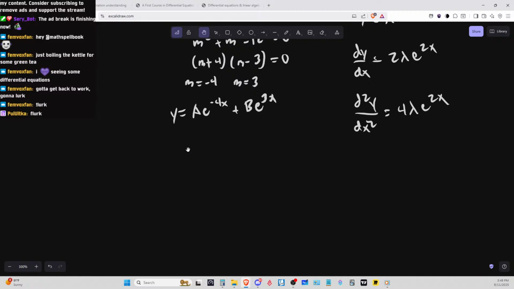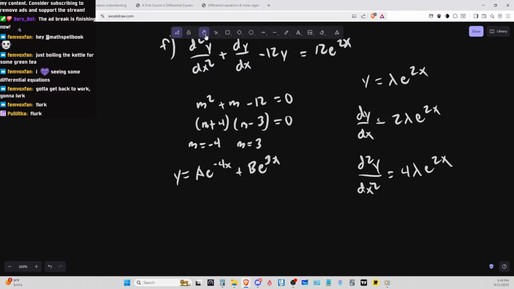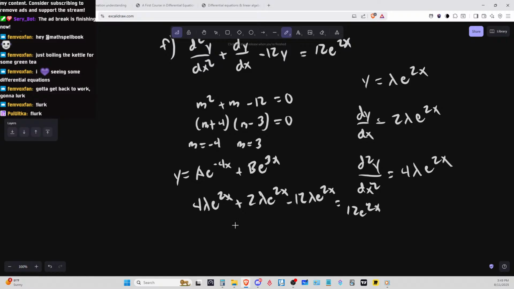Okay, so let me just go back to what our equation says. Okay, so we're going to have to write for lambda e to the 2x, then 2 lambda, then minus 12 lambda, and I think, dang, we're running out of space. Okay.